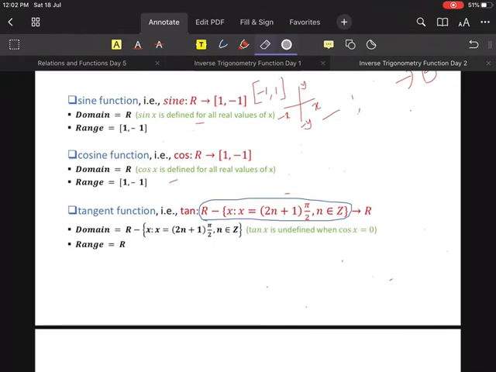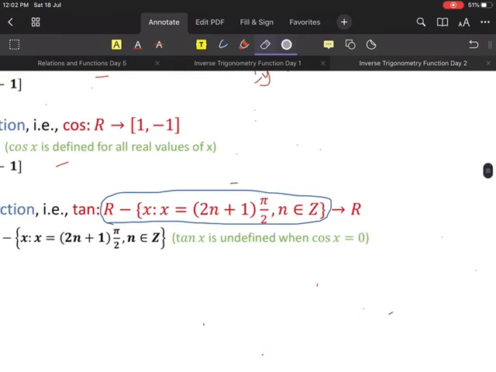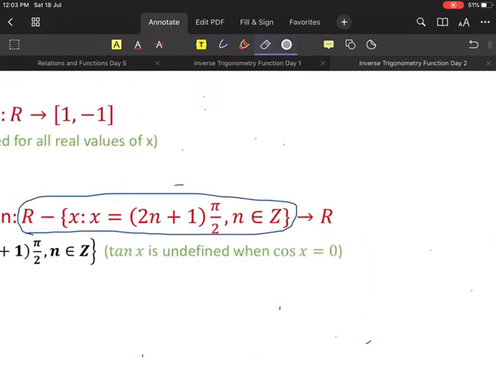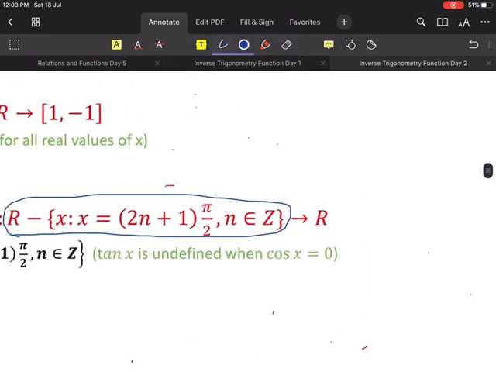Domain: all the possible values of x for which the function is defined. Am I clear? All the possible values of x for which the function is defined. Understood? Clear? Yes or no? Can I proceed?